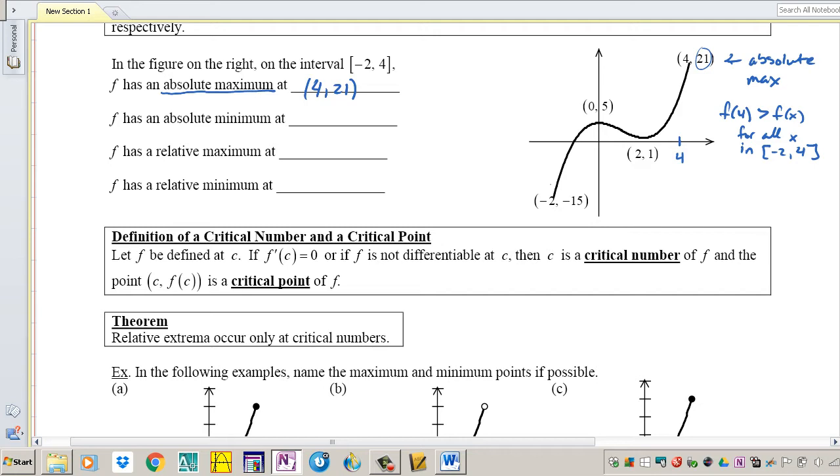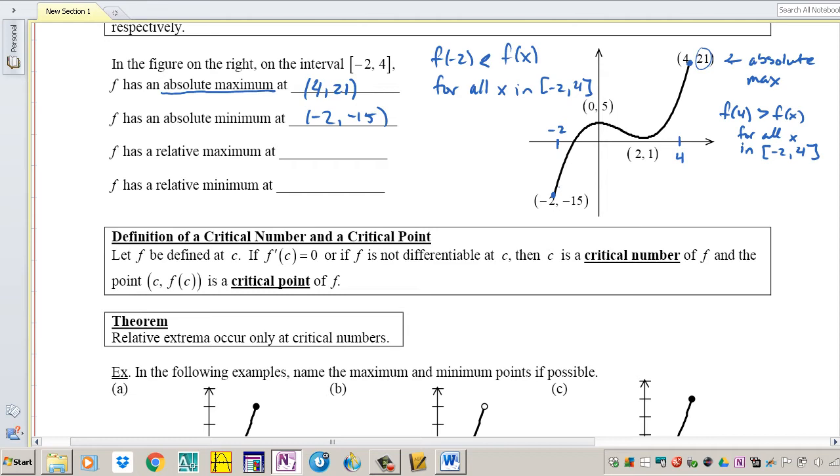And I can do the same for minimum. My absolute minimum value is the point -2, -15. Again, this is -2. So f of -2 is the lowest point, so it's less than f of x for all x in the interval -2 to 4. So these 2 points here are defined as your absolute max and your absolute min.